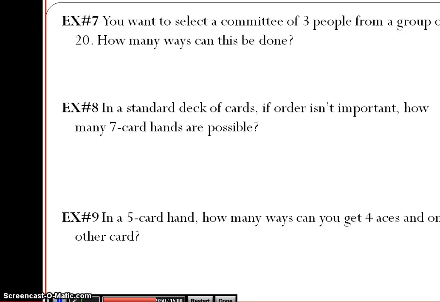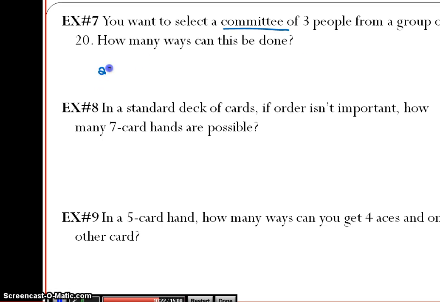Okay? So here, first problem says, all right, problem 7. You want to select a committee of 3 people from a group of 20. How many ways can this be done? So order does not matter in this one because you're just having a committee of 3 people. If these 3 people forming the committee had titles, like in the coin club problem, then order would matter, and then it would be a permutation. But if you're just selecting a committee and they don't have any titles, then it's just a combination.